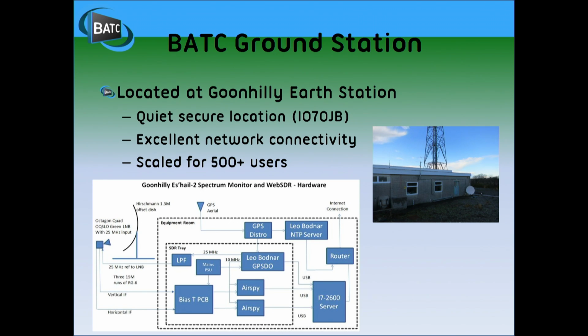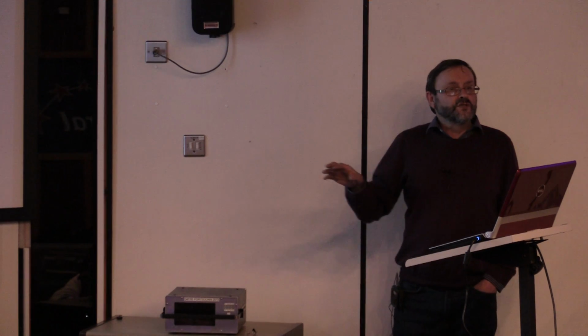So that's down at Goonhilly Earth Station, primarily because of the excellent web connectivity, because the first weekend we saw over 600 users between the two sites. So we've got 250 megabits upstream, so we can handle the traffic.